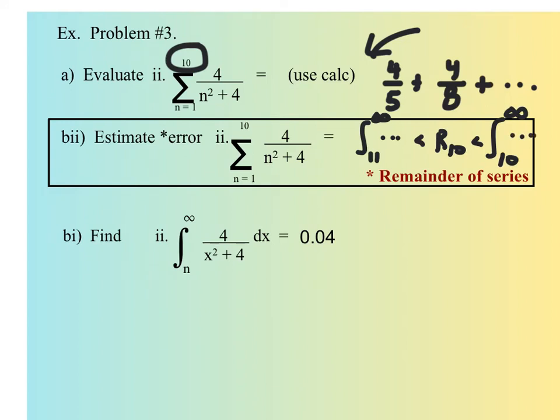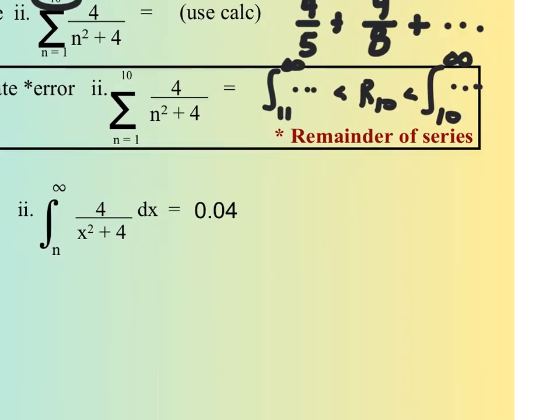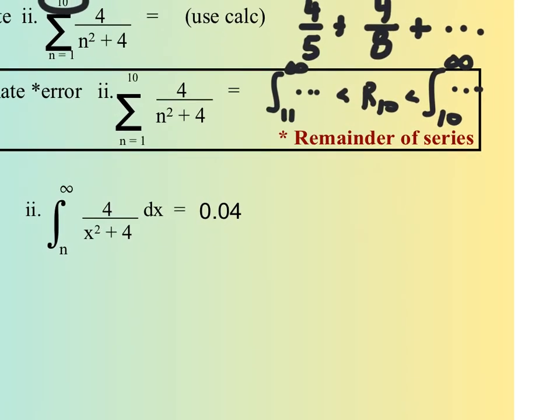Right, so we could calculate that. Let's just do the upper limit of that. Let's go from 10 to infinity and give it an overestimate of the error. So if I did the integral from 10 to infinity of this thing, I'm going to pull out the 4 and put this in as 1 over n squared.